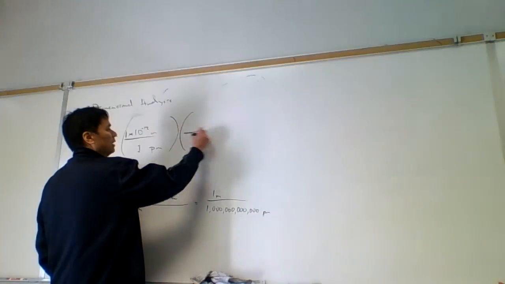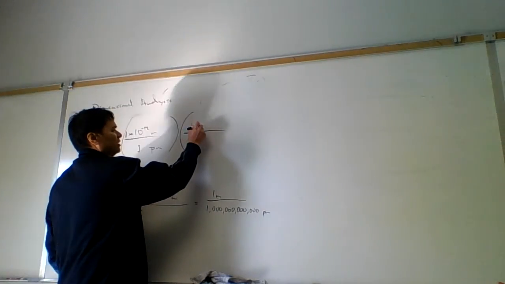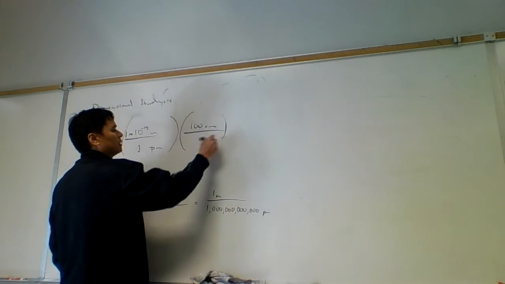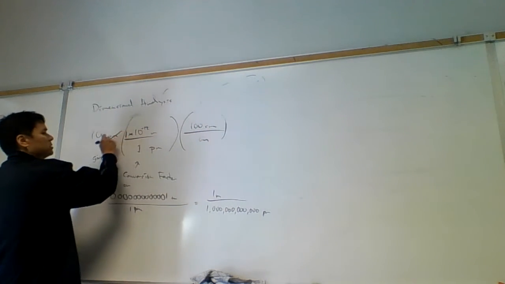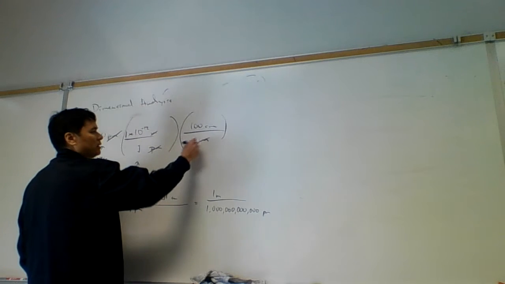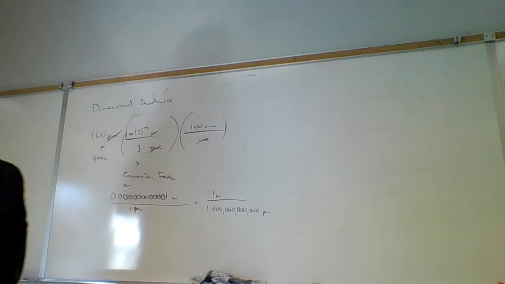Then we go on to something like this. We might go on to 100 centimeters per meter. So what we're looking at are the dimensions. Picometers canceling, meters canceling. This gives us centimeters. How many sig figs here?